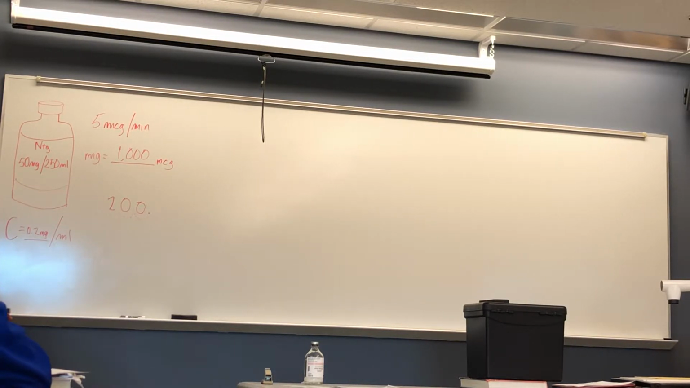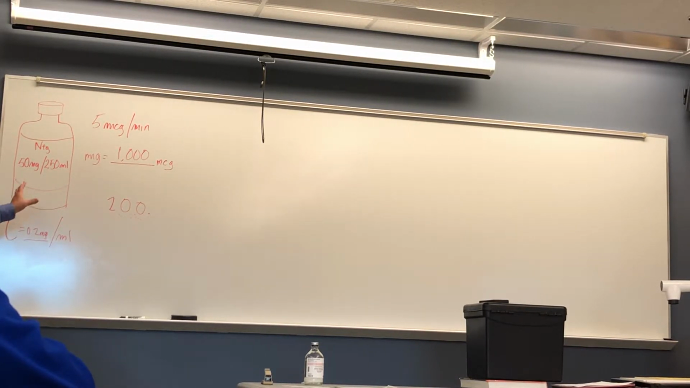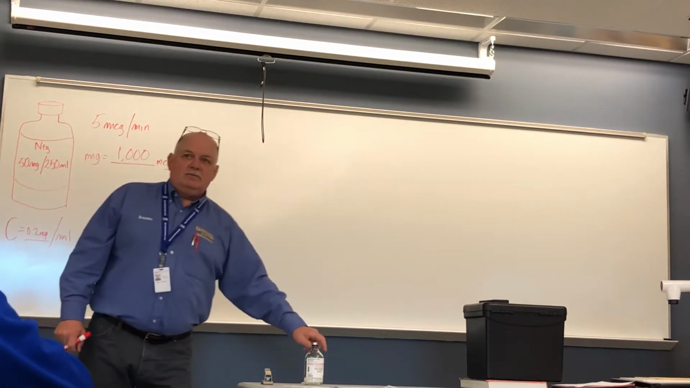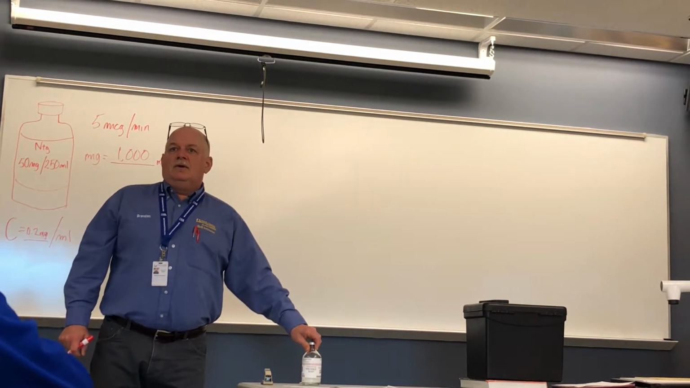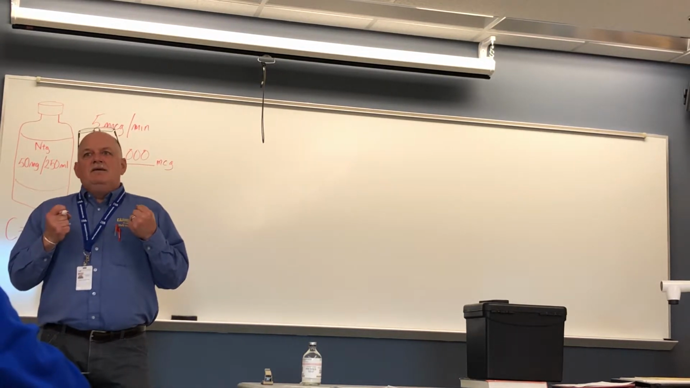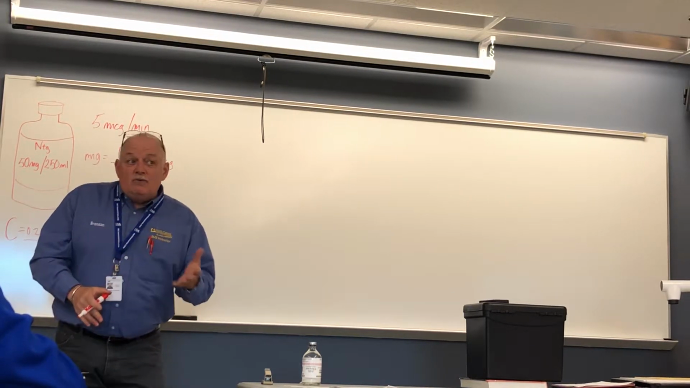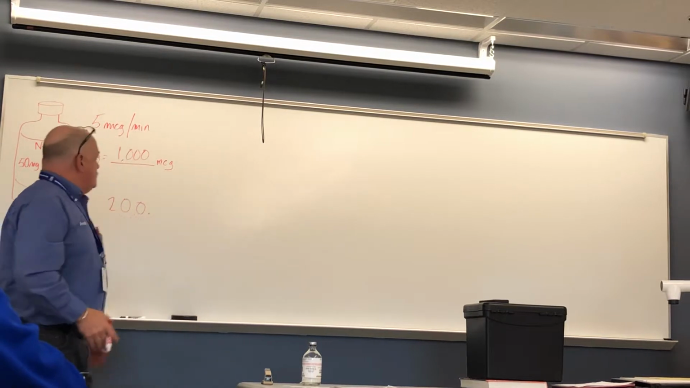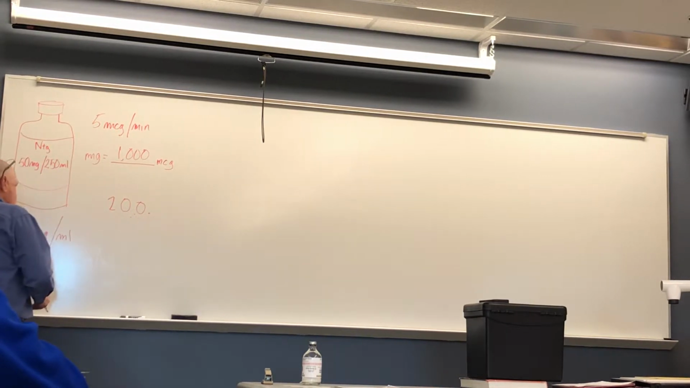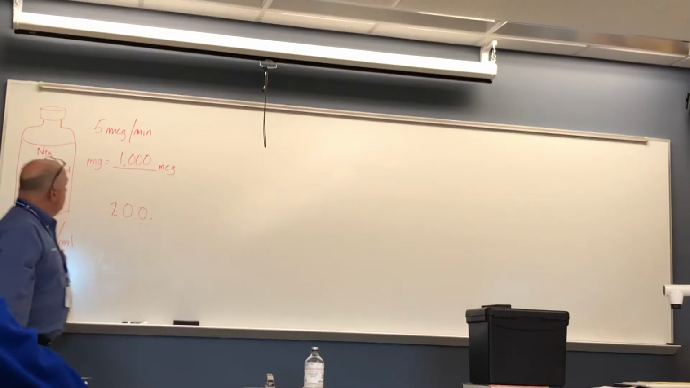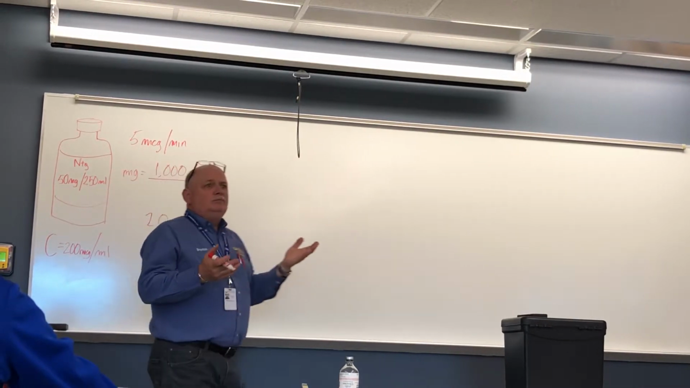So now, what is the concentration of this vial of nitro? 200 micrograms per milliliter. Say that again. 200 micrograms per milliliter. Nice. Everybody see how we got there? We just converted the milligrams to micrograms. So it's 200 mics per ml. Sweet! And it's dosed in mics. We're halfway home.